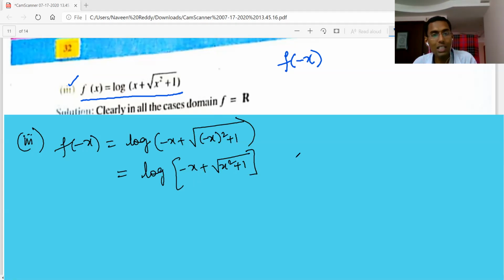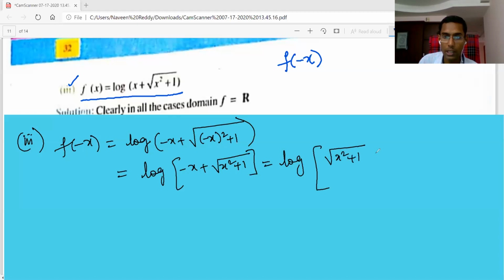So you may think that it is neither even nor odd, but what we have to do here is rationalize this. So how to rationalize? Log of this is under root of x square plus 1 minus x we got here. This term I wrote first, and this term I wrote second. I have to multiply and divide by this.